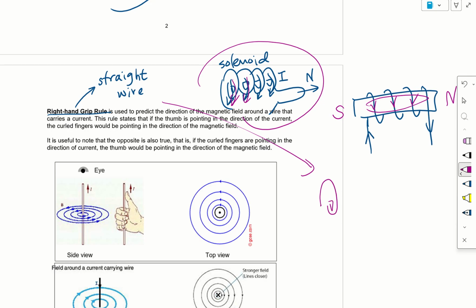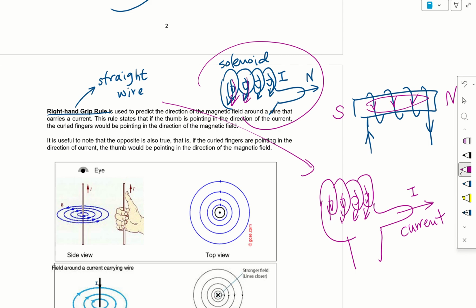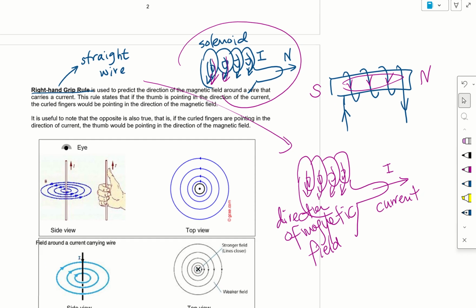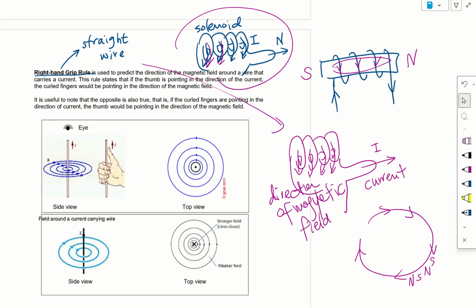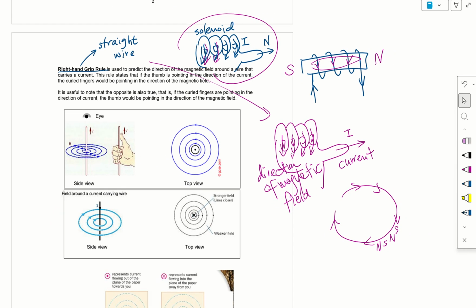Okay, so again, this is my right hand, but now this points in the direction of the current, and therefore this direction will be the direction of the magnetic field. So there's no north and south, because actually in a circular magnetic field, there is an infinite number of north and south. So if I were to say here is north, then here will be south, then south, north. Okay, so this is the right hand grip rule for a straight wire.